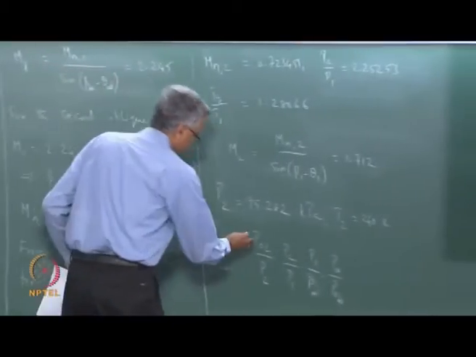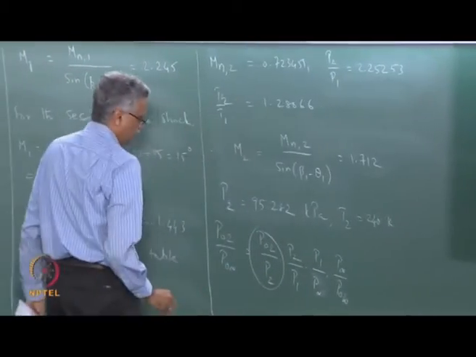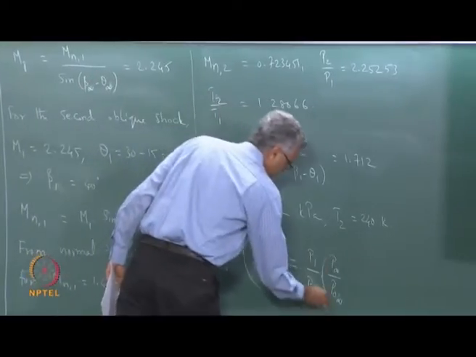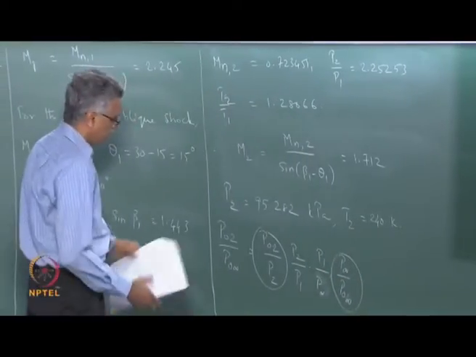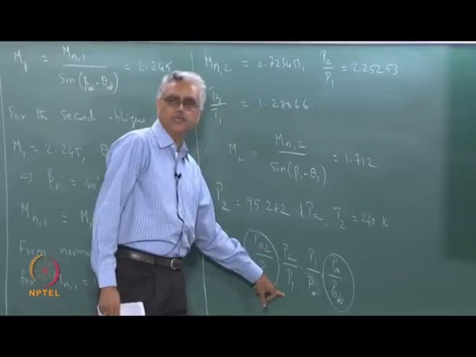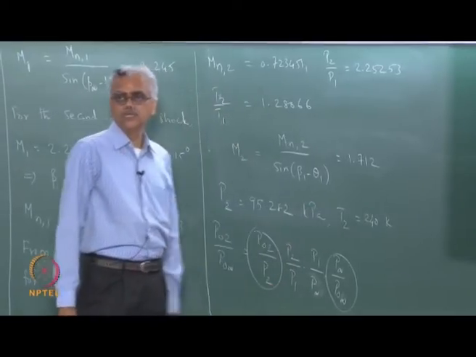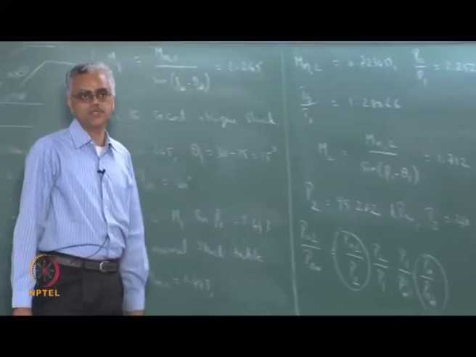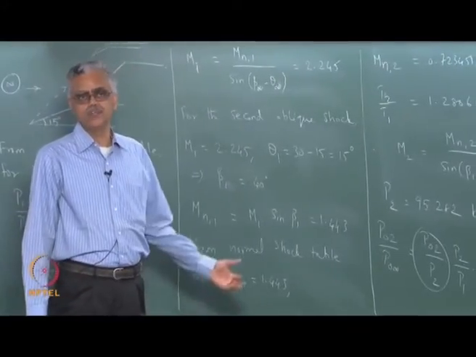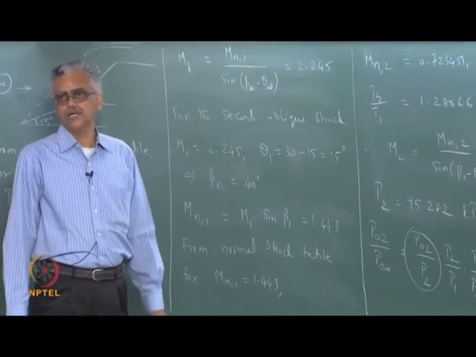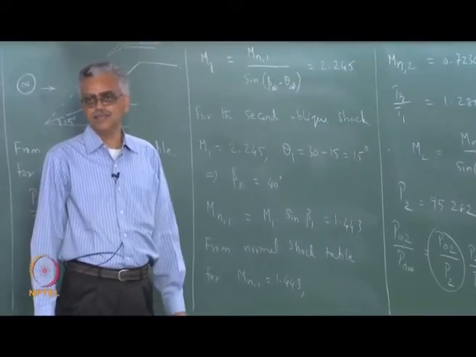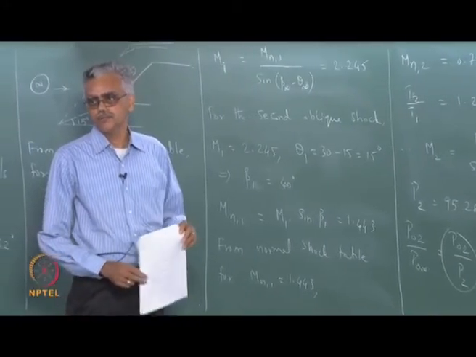This can be obtained from the isentropic table, this can also be obtained from the isentropic table. These two values we have already calculated using the normal shock table. So the internal pressure recovery, the stagnation pressure recovery, can be calculated. Usually it will be a number which is around 80% or so, maybe slightly less than that.